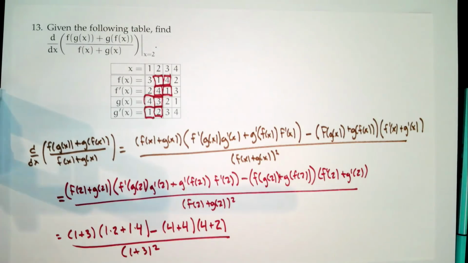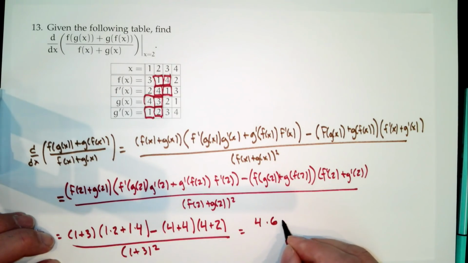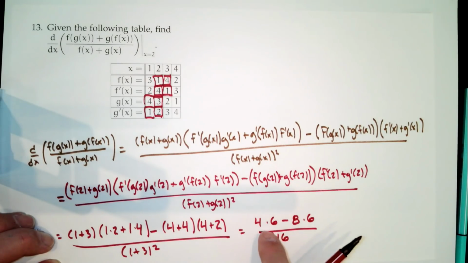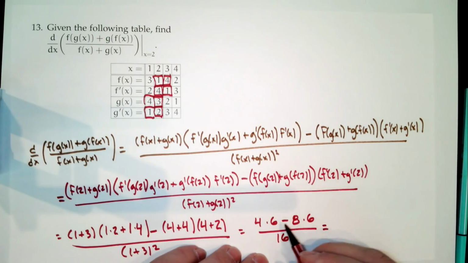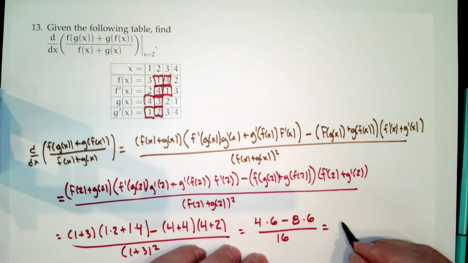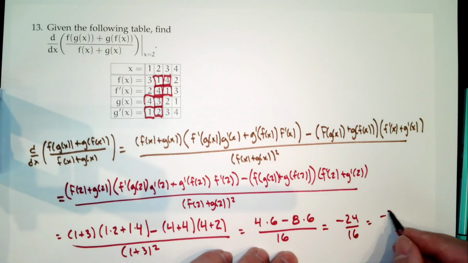Okay, so this becomes 4, 1 plus 3, then it's 2 plus 4 times 6 minus 8 times 6 all over 16. 4 times 6 is 24. 8 times 6, 48. 24 minus 48 is negative 24 over 16. Divide top and bottom by 8. Negative 3 over 2.